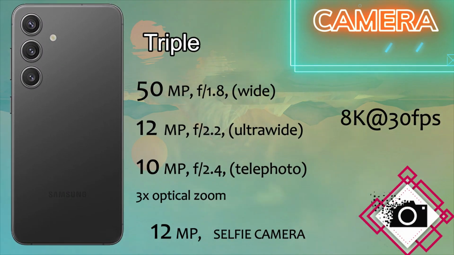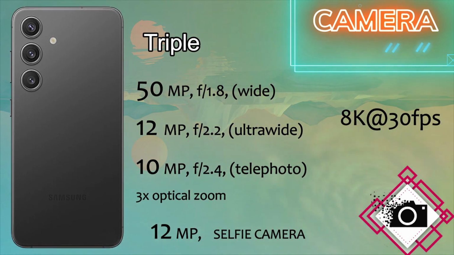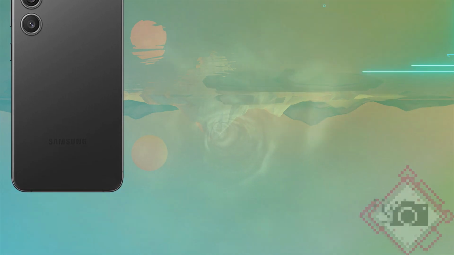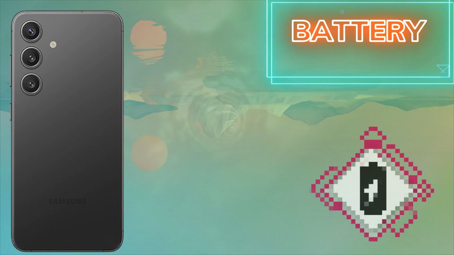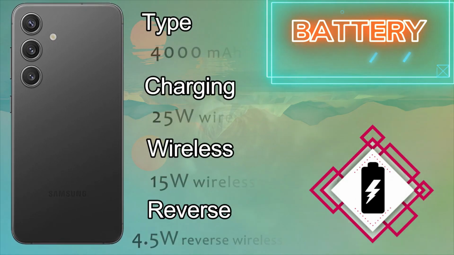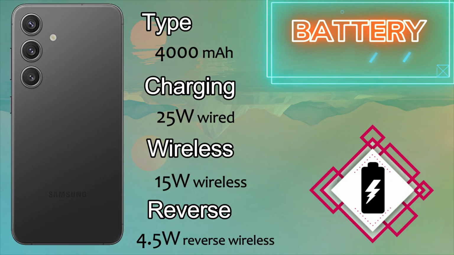The camera setup of Samsung Galaxy S24, it comes with triple camera setup. The main sensor is 50MP wide, 12MP ultra wide, and 10MP telephoto with 3x optical zoom, and it records 8K 30fps video. The front selfie camera is 12MP and it records 4K 60fps video.